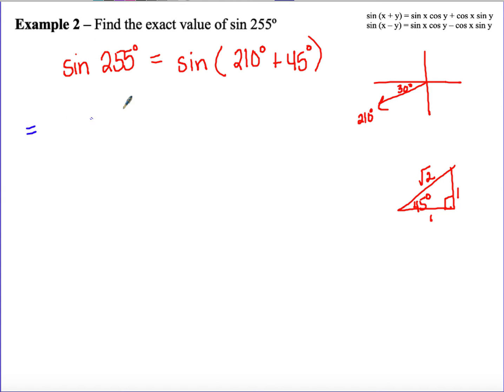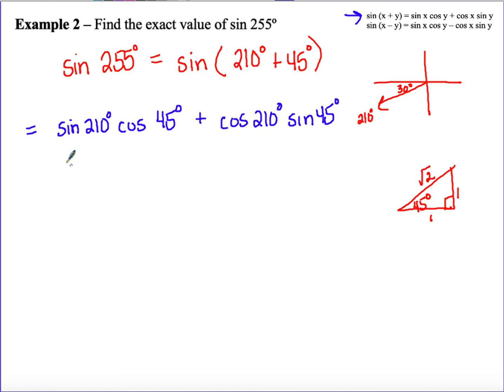All right, let's expand this using our formula. We've got the sine of two things added. So I'm using the top line here, sine x cosine y plus cosine x sine y. So we're going to have the sine of 210 cosine of 45 plus the cosine of 210 and the sine of 45. All right. Now we'll evaluate each one.